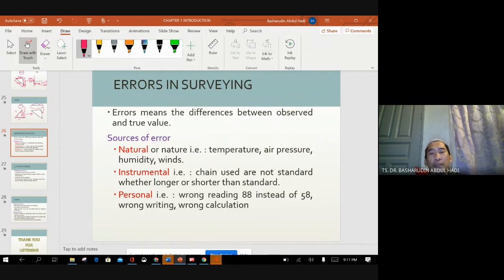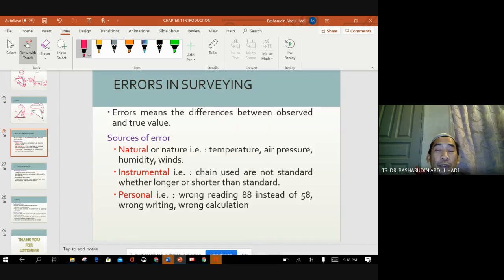Okay, personal error: wrong reading, 88 instead of 58, wrong writing, wrong calculation. I think I already told you this sometime, because we get borrowings. Sometimes we call it employer, we call it late give you, we call it wages or your salary. Sometimes you have a problem with your family, or in a university you are not really satisfied with the lecturer, or with the technician or administrative staff, so you cannot be aware and stay alert on the field.